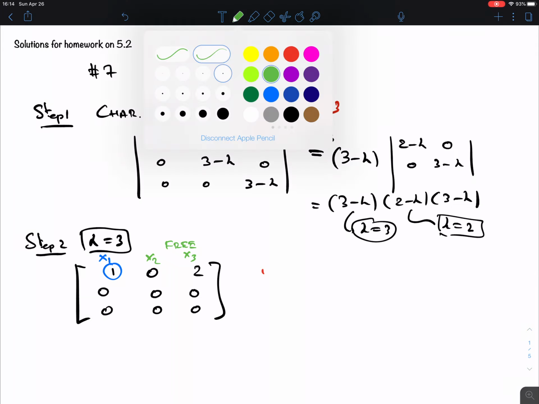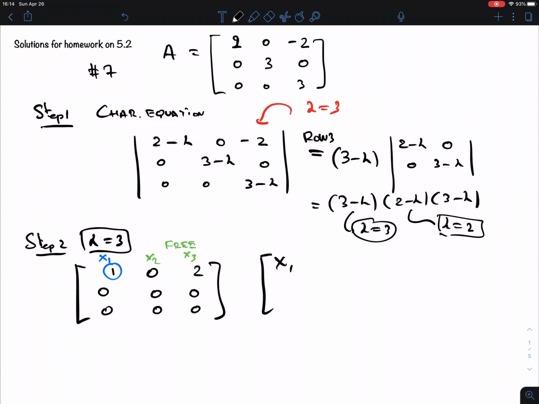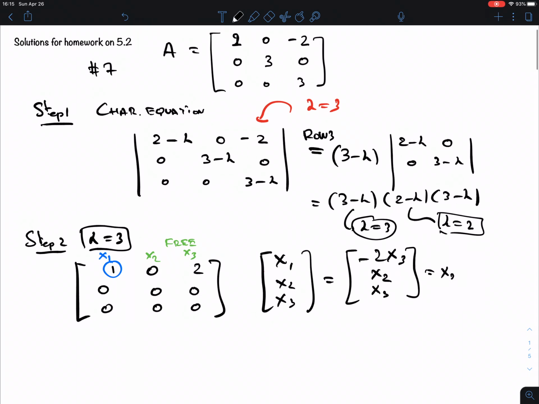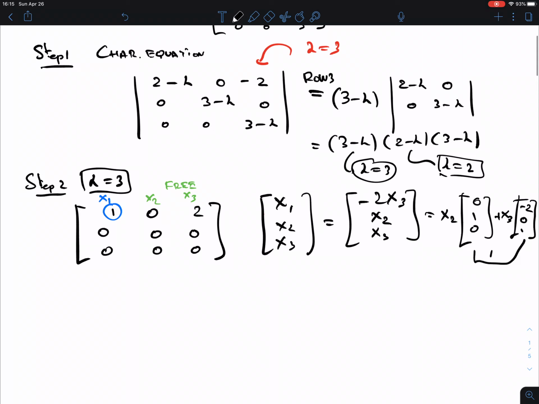Okay, so quickly we can write this down, right? x1, x2, x3. We see that x1 is equal to minus 2 times x3, x2 is just itself, and x3 is just itself. So remember, we have to now split into the parts that have an x2 in it, which is only one of them, and then the one that has an x3 in it, that is minus 2, 0, 1. Of course, when I say only one, that means 0 elsewhere, right? So we have a basis. This is the basis here, consisting of 2 elements, and these will be the 2 elements that we're going to put into our matrix P, right?